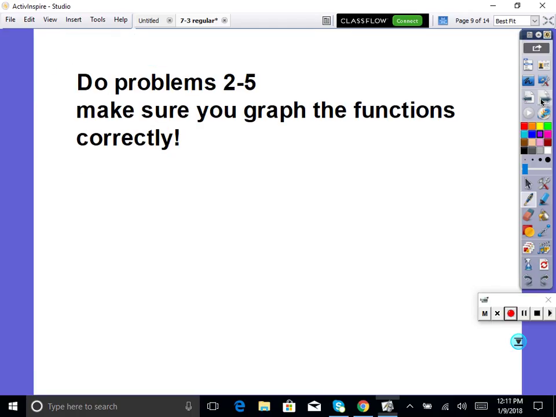Okay, cool. I want you to do 2 through 5 on the front. Graph those perfectly. Plot points. That's all you got to do. Think of how these work. Shifts left and right, shifts up and down. We know how to graph.